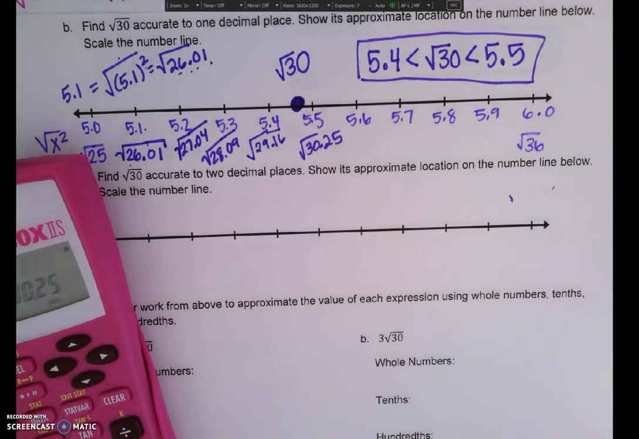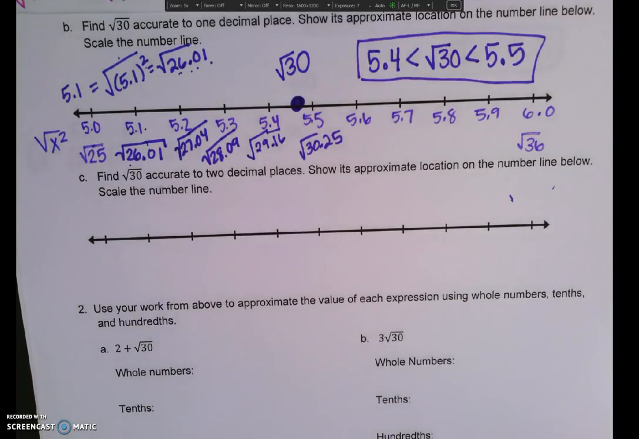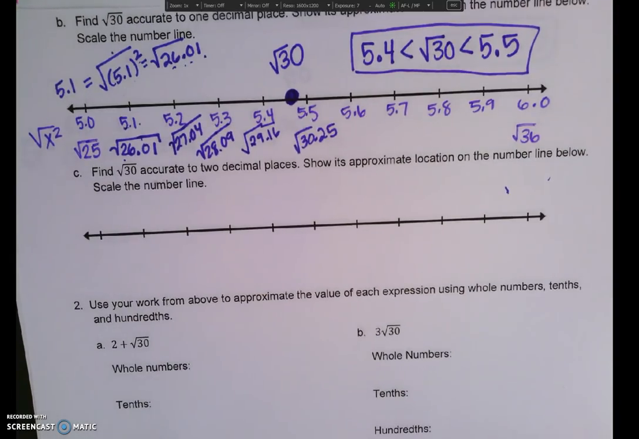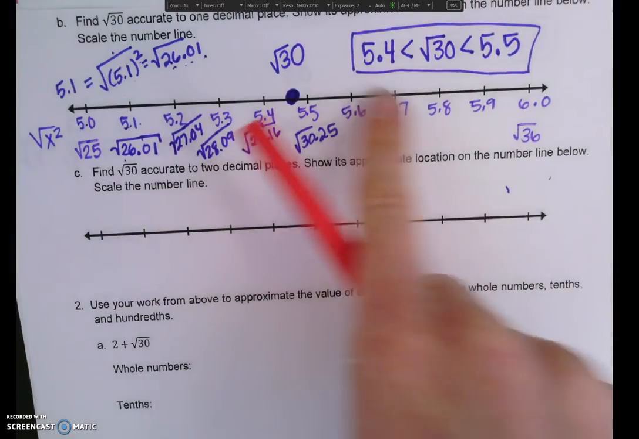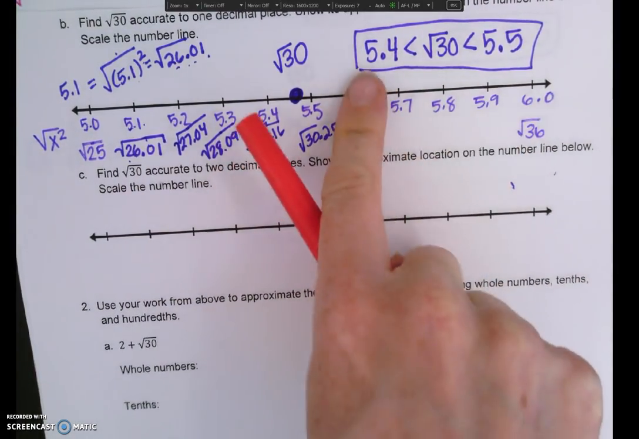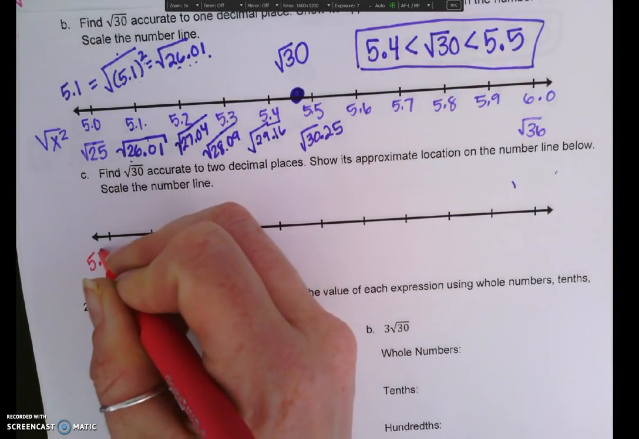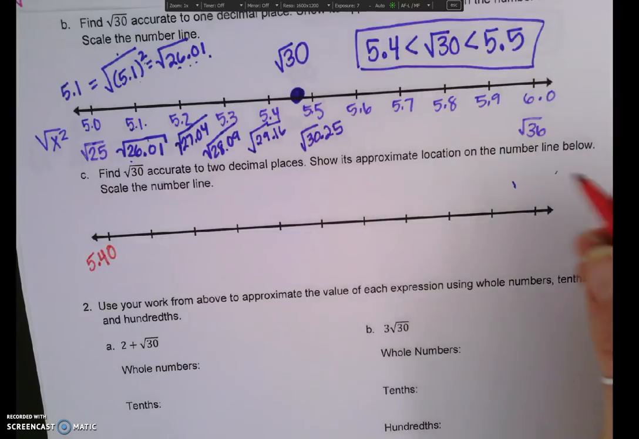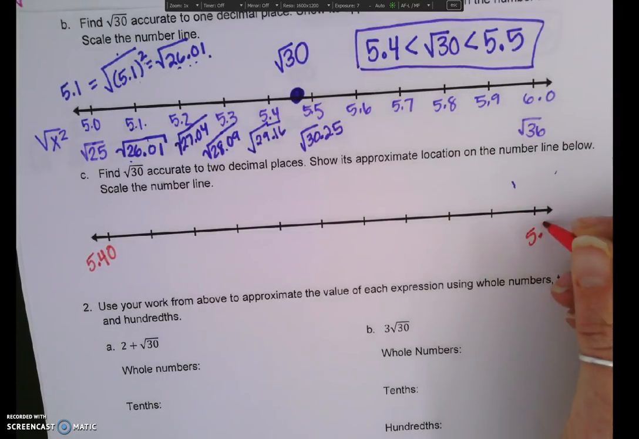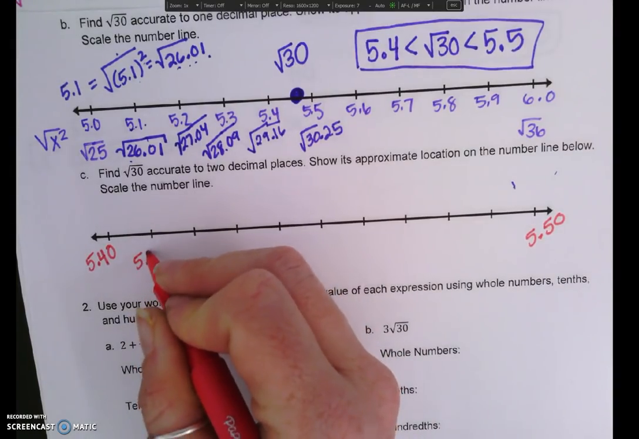But that's not good enough. Let's go one more decimal place to the hundredths. So what are my two endpoints? My two endpoints are my approximations, my lower bound and upper bound from my previous one. So 5.40 because we're going to the hundredths and 5.50 because we're going to the hundredths. So let's fill this in.